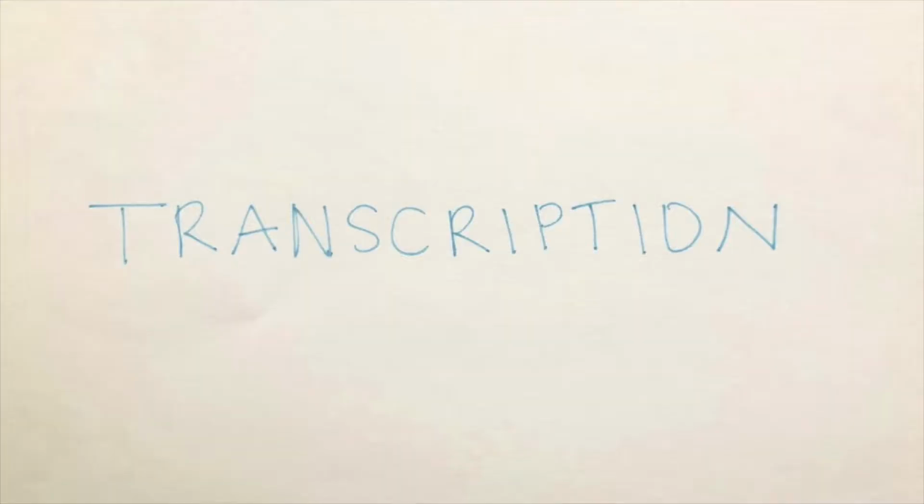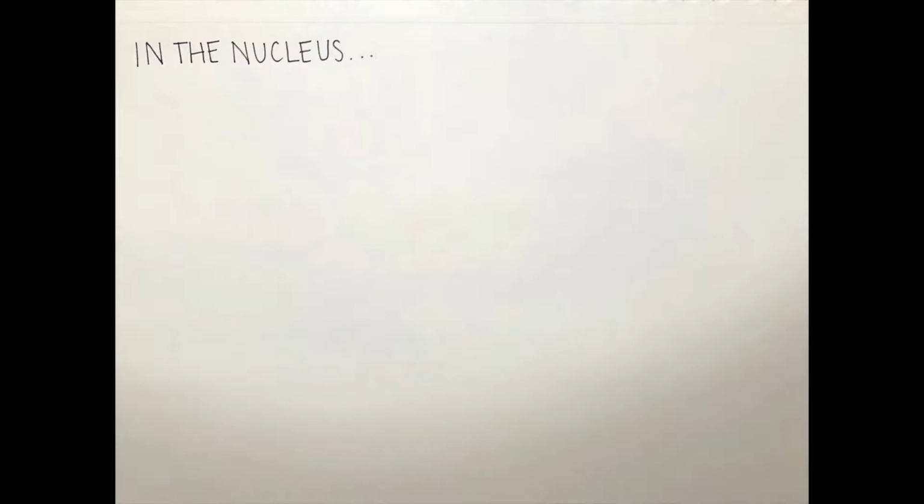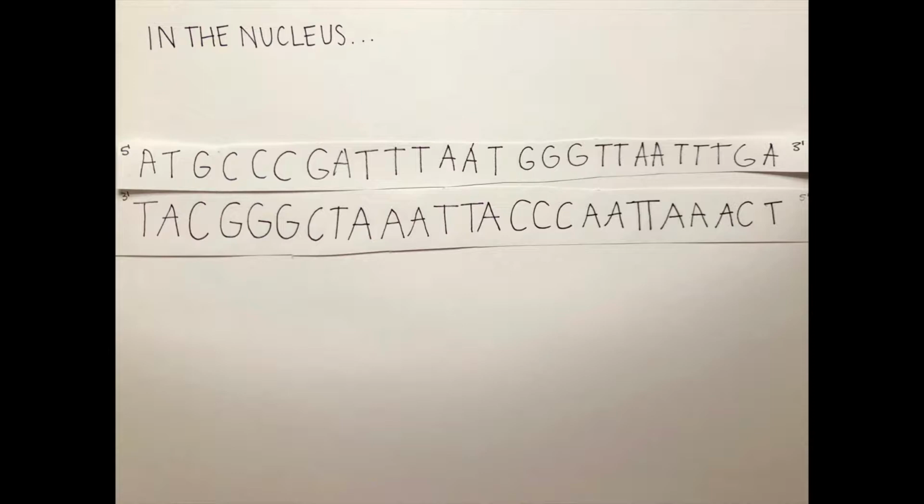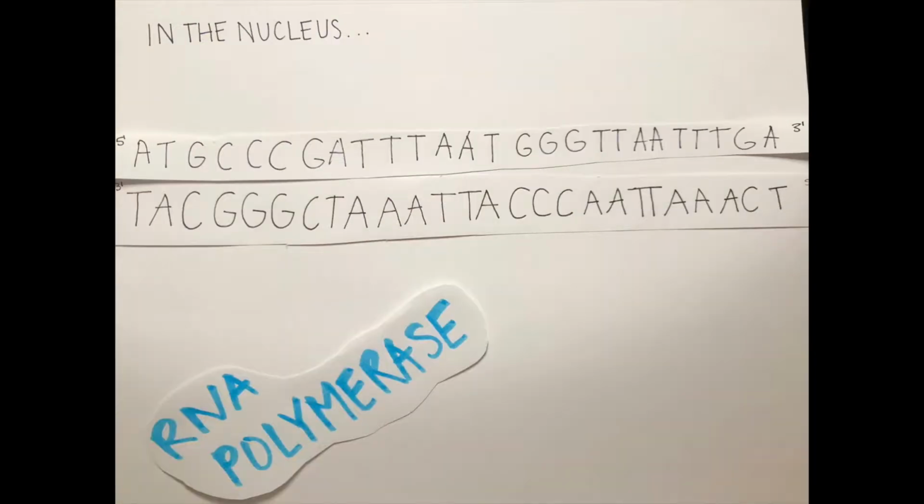So our first step is transcription. This occurs in the nucleus. Here is where our genetic material, the DNA, is stored. As you can see here, we have double-stranded DNA. Here in the nucleus, we can see our first player is ready to get this process started. This is RNA polymerase. Its job is to make mRNA using DNA as a template.